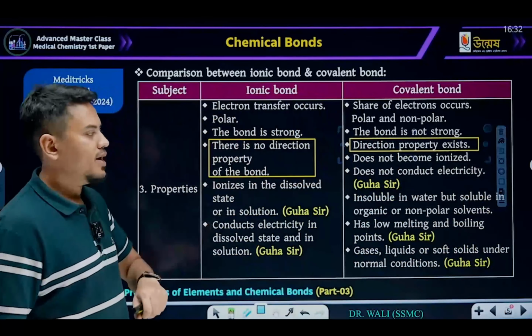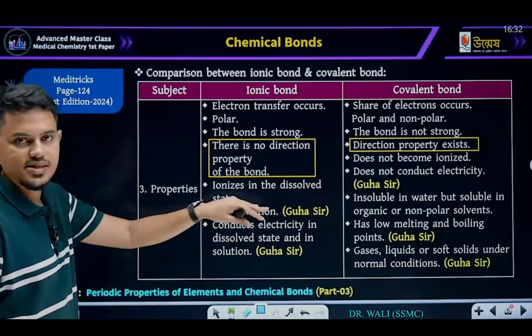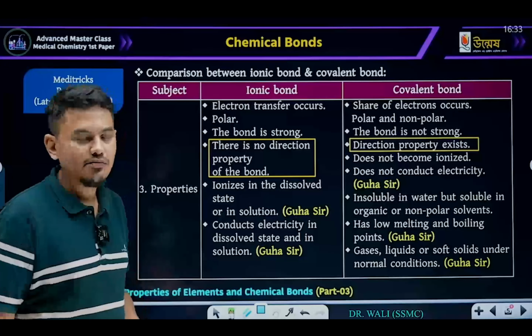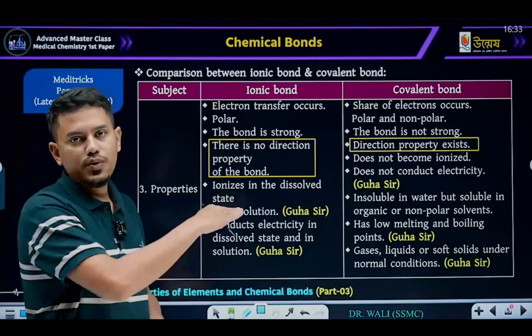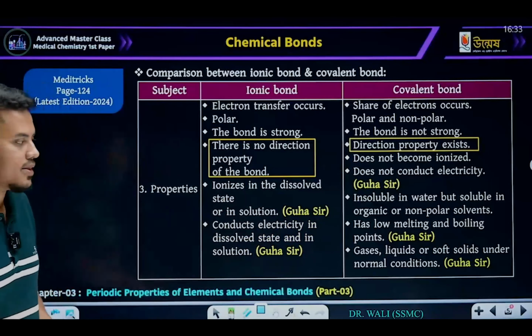Ionic compounds become ionized and conduct electricity, but covalent compounds do not become ionized and do not conduct electricity. Some exceptions can be there, but mostly they do not conduct electricity. So this is what we mean by the differences, and it may appear in the exam this way: which of the following is not a characteristic of ionic compound, or which one is not applicable for covalent compound. That's how it will appear in the exam.